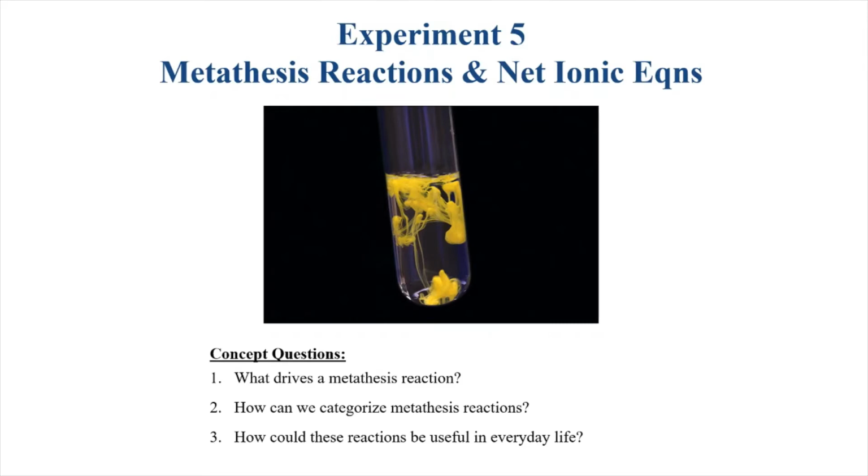In this video, we're going to talk about Experiment 5, which is metathesis reactions and net ionic equations. In the previous video that focused on Experiment 4, we looked at redox reactions, and we got to start using our ability to make observations to determine if a reaction occurs and to determine what the products are based on the physical characteristics and the chemical characteristics of the reactants and the products.